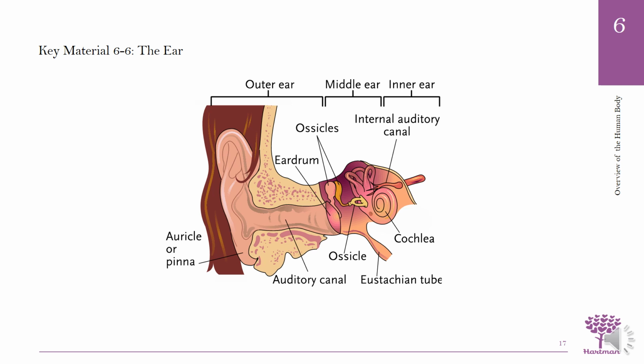The inner ear contains fluid that carries sound waves from the middle ear to the auditory nerve. The auditory nerve then transmits the impulses to the brain. The inner ear also contains structures that help maintain balance.